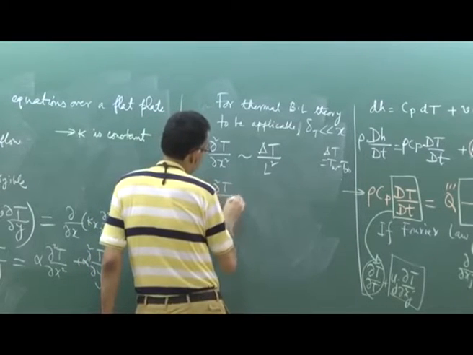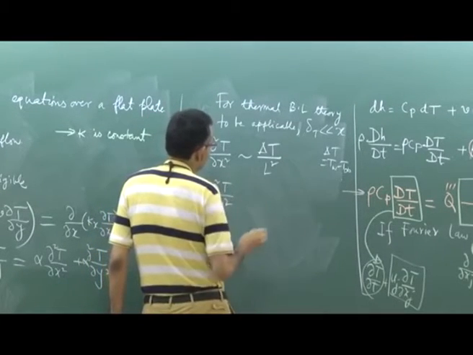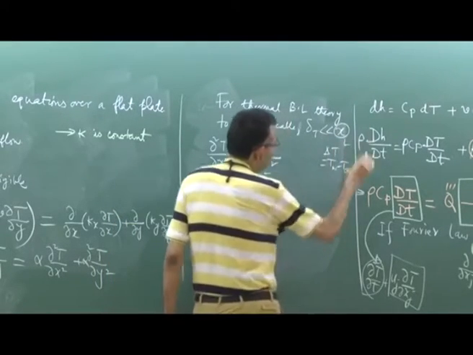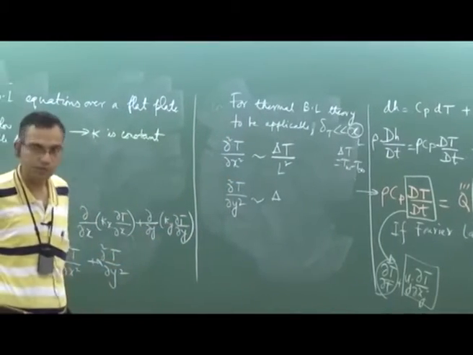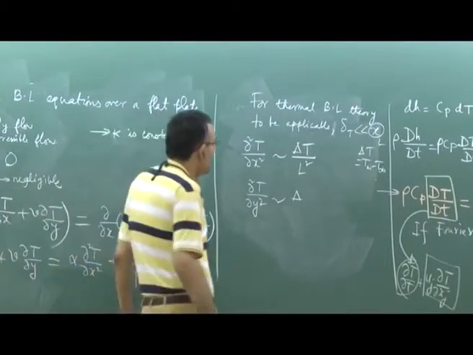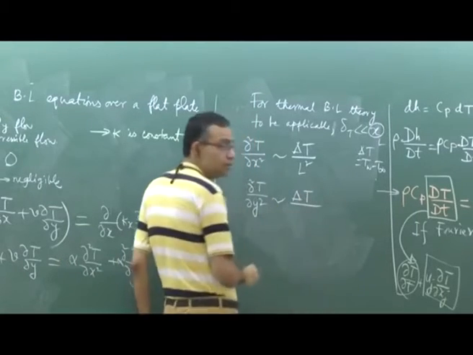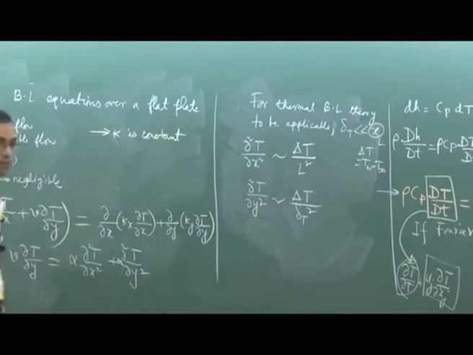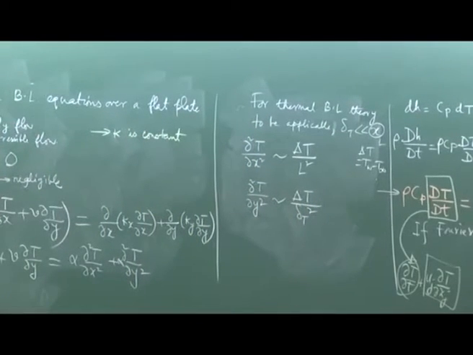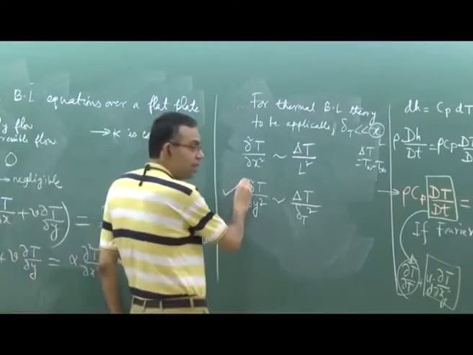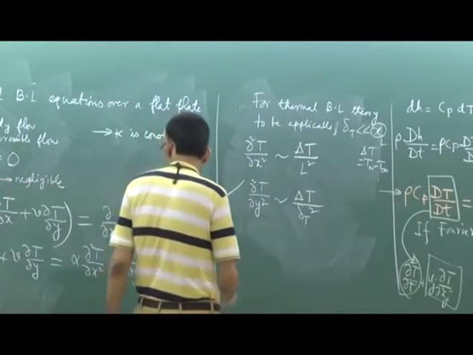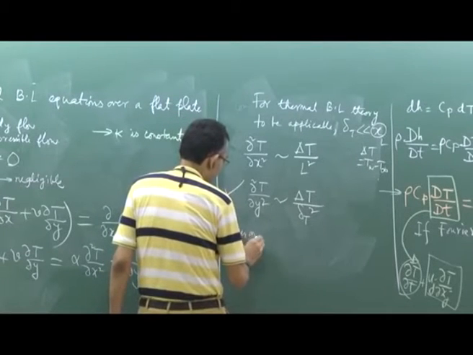and so x characteristic is L for flow over a flat plate, and this is what? So, out of these two, which one is more? Clearly this is the dominating term. So, we can neglect this as compared to this. So, that gives rise to the thermal boundary layer equation.